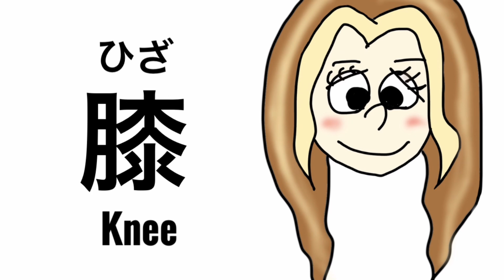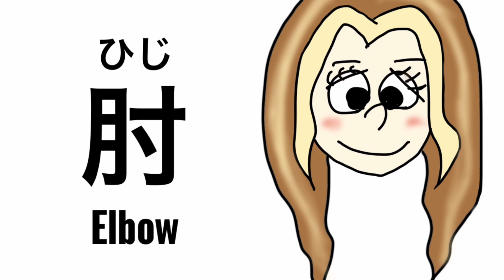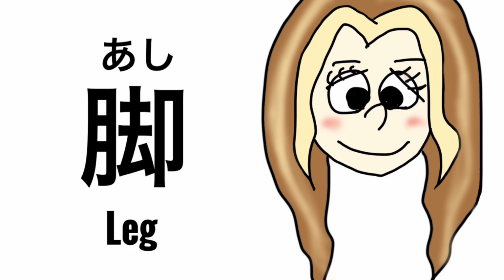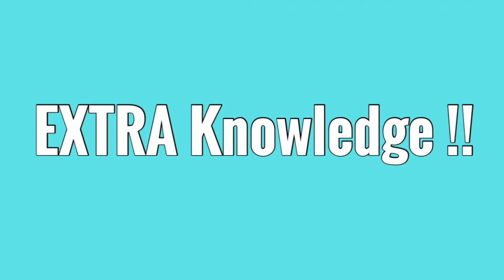Knee is 膝 in Japanese. 膝. Elbow is 肘 in Japanese. 肘. Arm is 腕 in Japanese. 腕. Leg is 足 in Japanese. 足. The sound of foot and leg is the same. We use the same 足, and when we write, we differentiate it by using different kanjis. But when we are having a conversation, we tell the difference by the context.